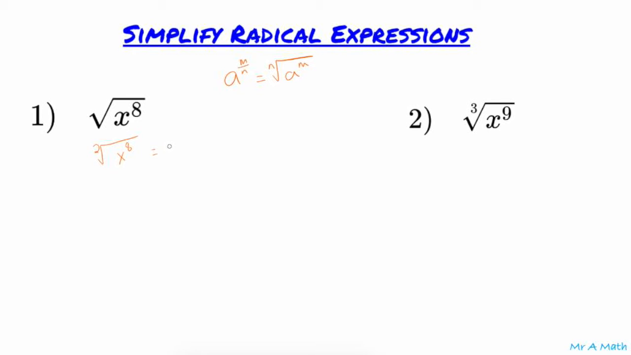So really, using my example up here, whatever the root is, that's going to be the denominator of my exponent, so that's going to be 2, and then my 8 is going to be on top. So the 2 goes to the denominator, the 8 goes to the top. So this is really just x to the 8 over 2, which is just x to the 4th, right? But there's one more thing.